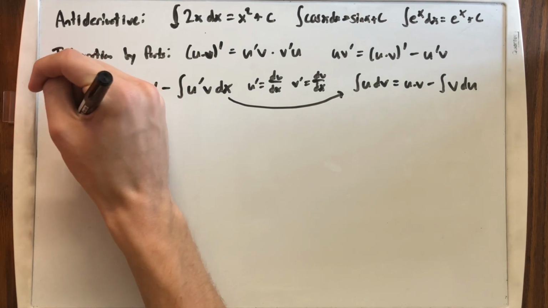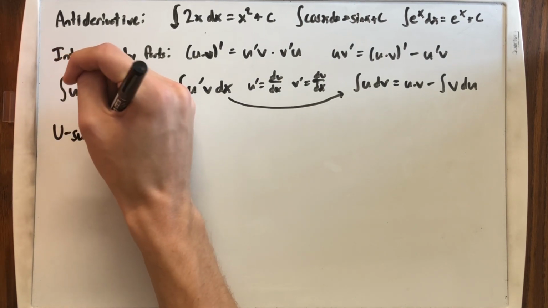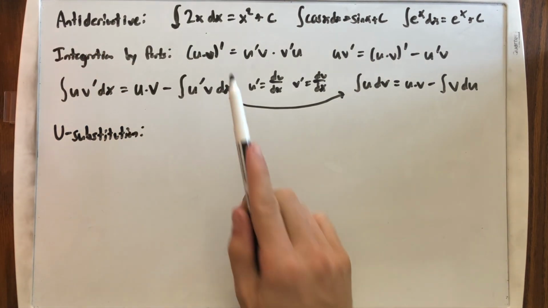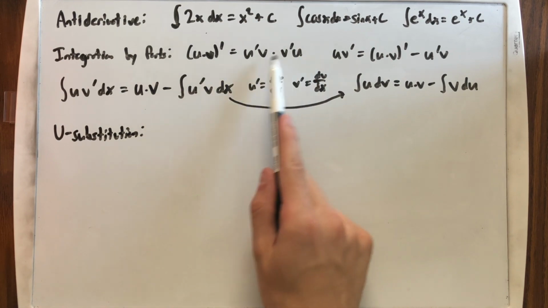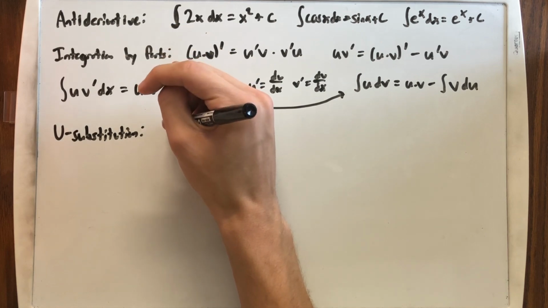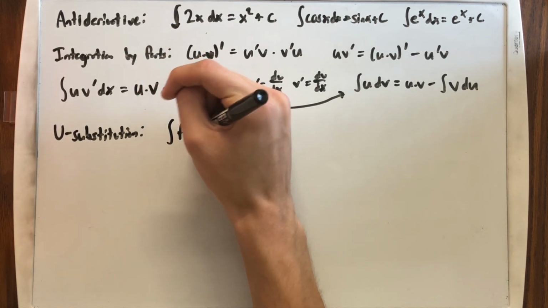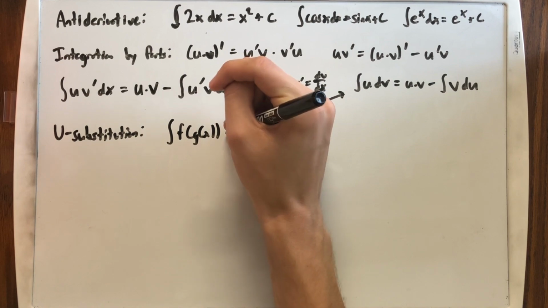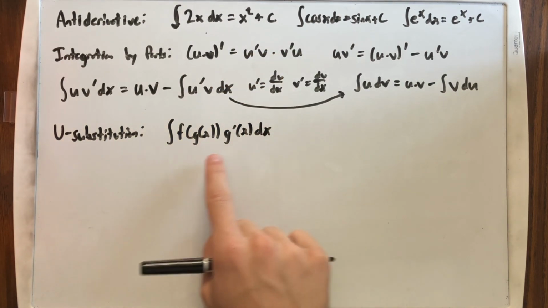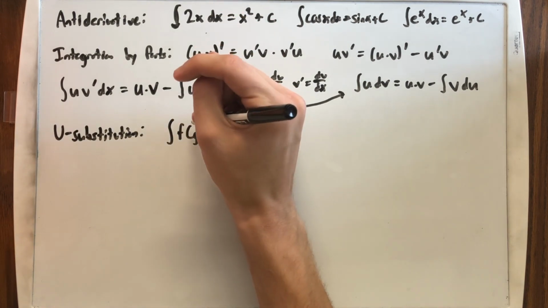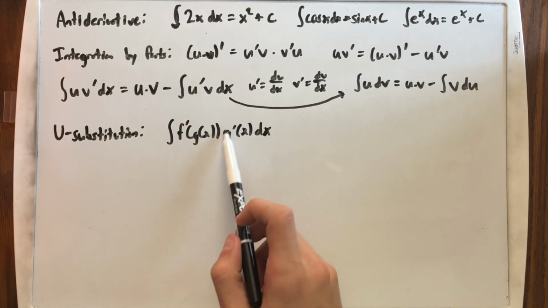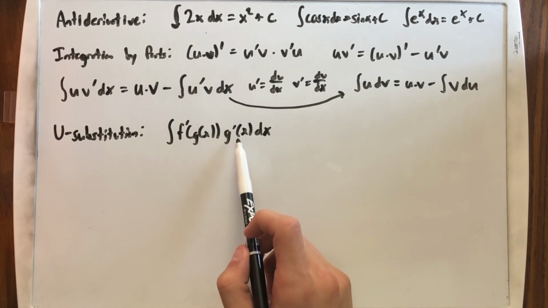Now we can do u substitution. In the same way, integration by parts is sort of undoing the product rule with integration, u substitution undoes the chain rule for the antiderivative. So let's say that you have this integral of a form where you have a composed function, and then you have its derivative on the outside.